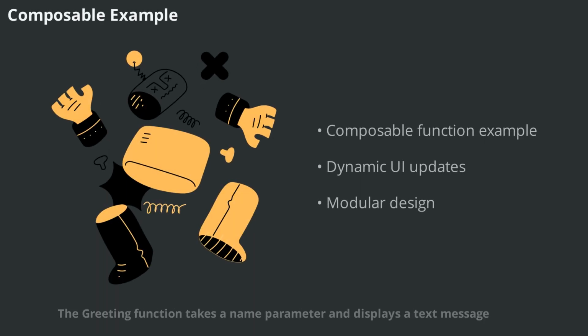The greeting function takes a name parameter and displays a text message. By using the @Composable annotation, Jetpack Compose knows to manage this UI element and update it whenever the name changes. This approach allows you to build dynamic, interactive interfaces with minimal code. Composable functions can be combined, nested, and reused throughout your app, making UI development modular and scalable.